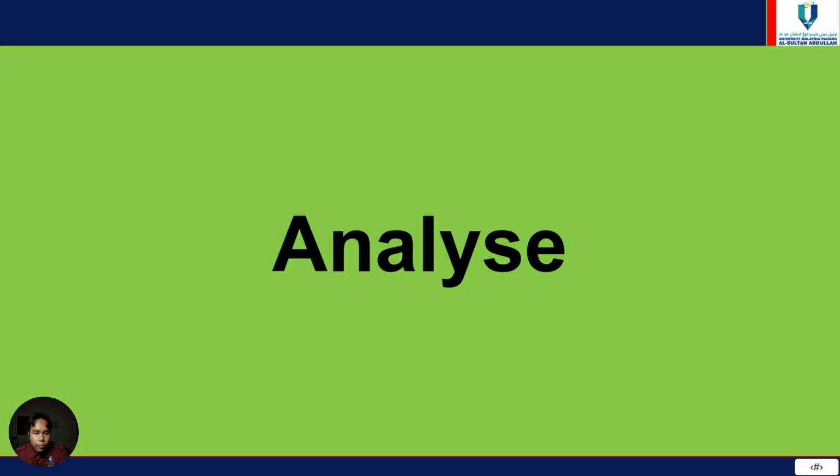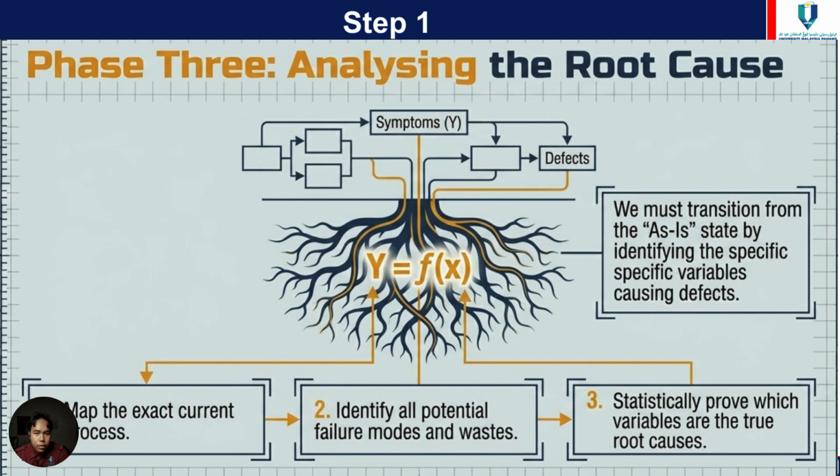Okay, now after we measure and collect the data, we move to the third phase, which is analyze. This is the phase where we must translate the statistics from the measure phase into the specific variables causing the defect. This is the simple guideline: we map the exact current process, identify all potential failure modes and ways, and then we statistically prove which variables are the true root cause.